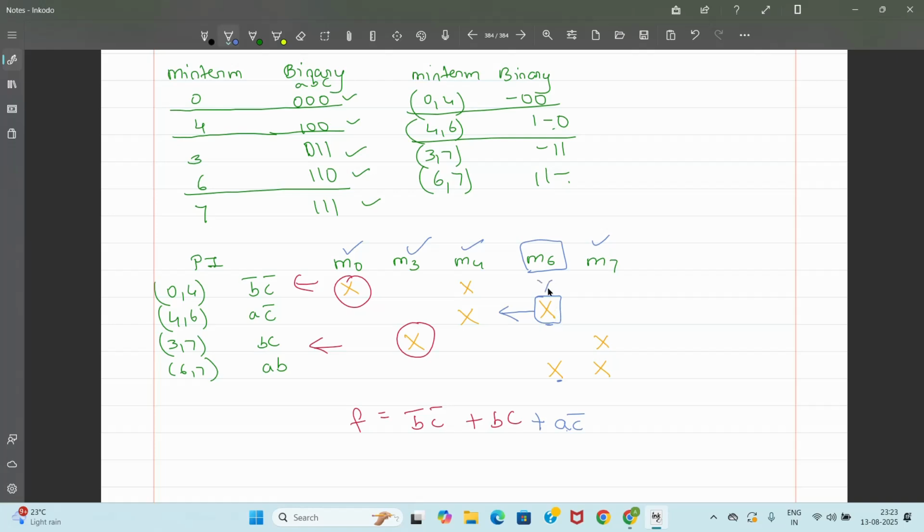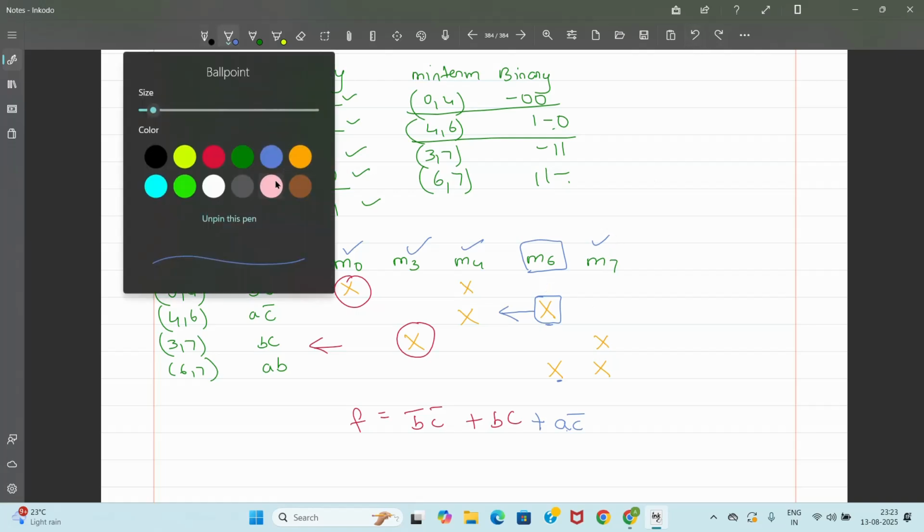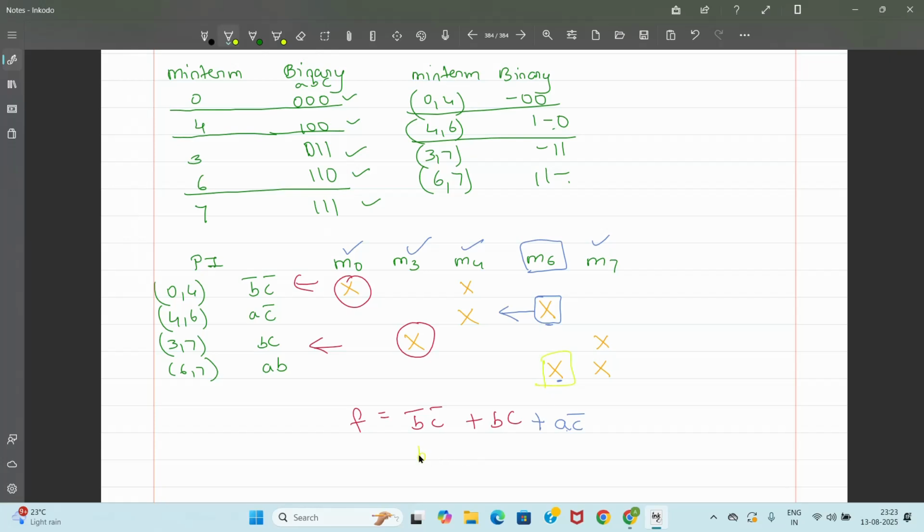If you have 3 x in the M6 column, out of 3, you can choose any one of them and write its corresponding row equation in your answer. Okay. If at all I had chosen this x, then my answer. Okay. If I had chosen this x, then the answer would have been B bar C bar plus BC as it is. For this x, the corresponding row value will be AB. Okay, so based upon which x you're choosing under M6, your answer can be either this or this.